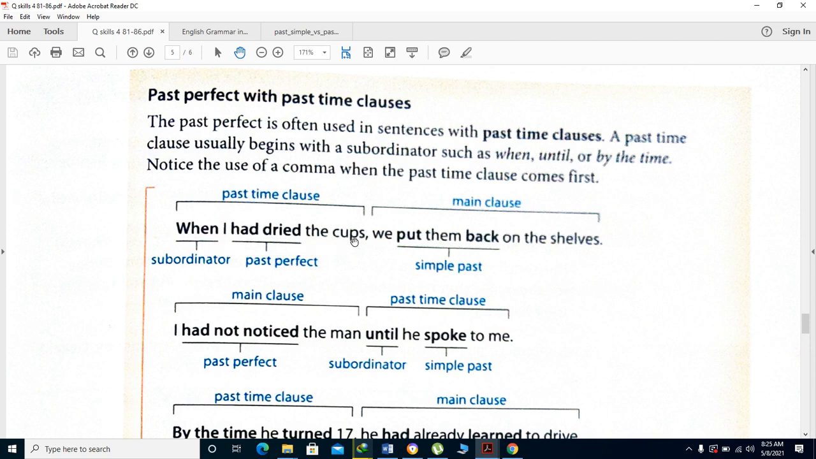When I had dried the cups, we put them back on the shelves. It's very important to separate. If you're starting your sentence with a past time clause, a comma needs to separate it from the main clause. We have another example here.